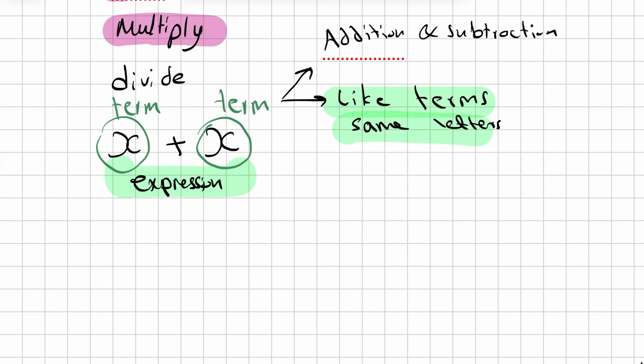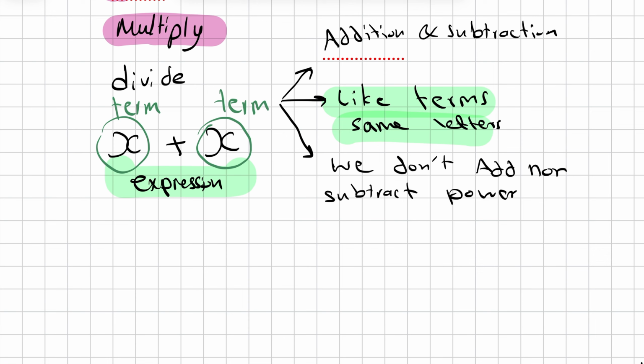But here, another mistake would be adding the powers. No, we don't add the powers here. We don't add nor subtract powers. That only happens in multiplication or division. Since there is a power here and a power there, we don't look at them at all. We just start adding, and that's it.